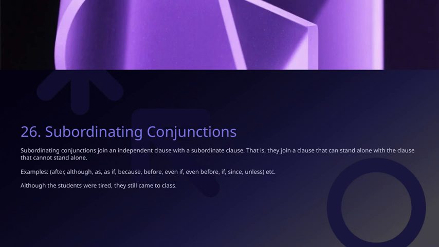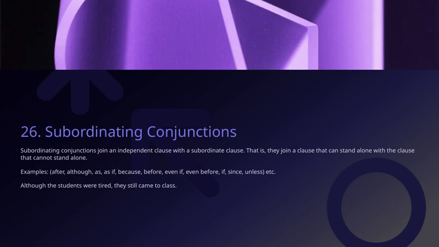For example, words like after, although, as if, because, before, even if, even before, if, since, and unless are all subordinating conjunctions. For instance, in the sentence, "Although the students were tired, they still came to class," the word although introduces the subordinate clause and shows a contrast with the main idea.